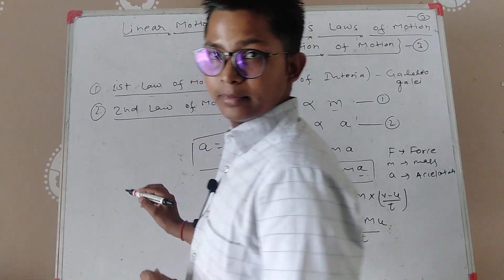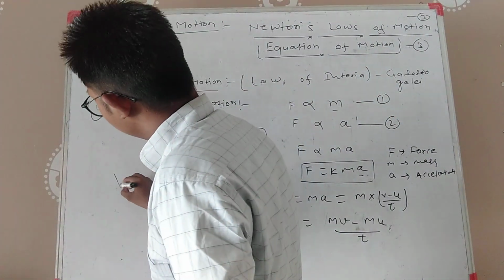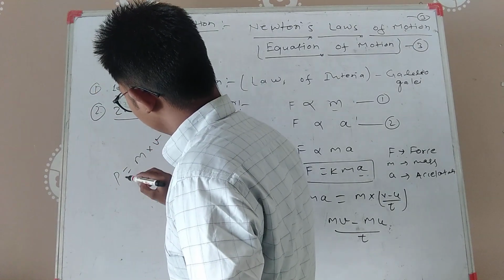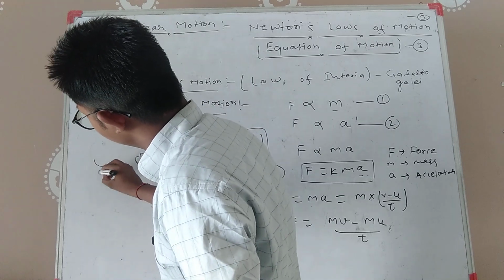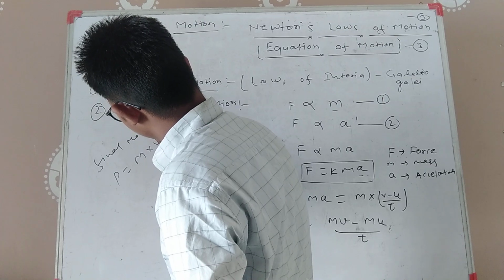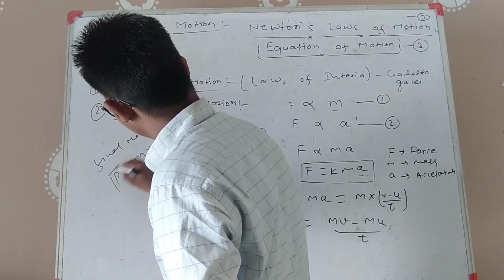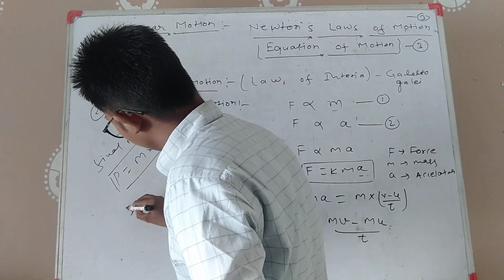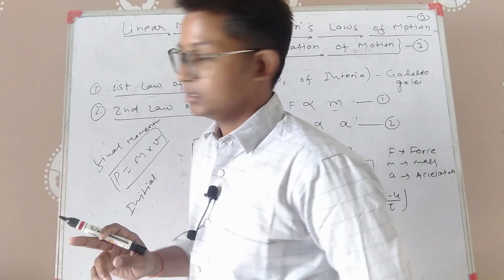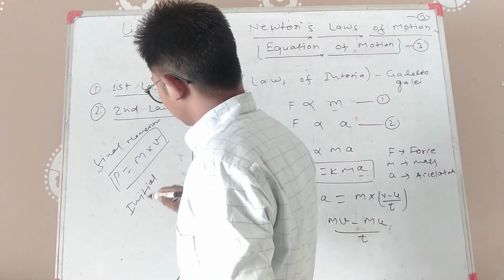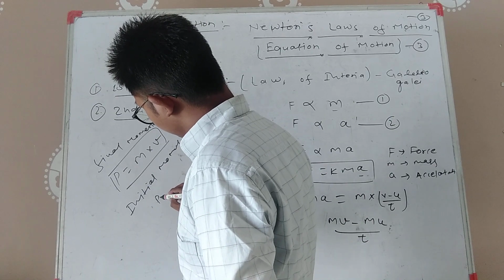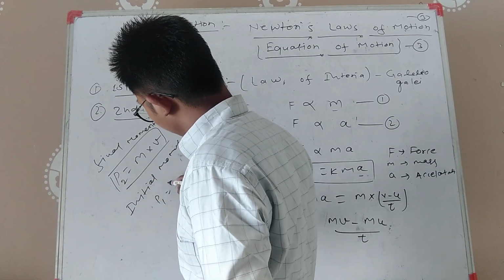And we know that momentum is the product of mass and velocity. The final momentum p equal to mv, and the initial momentum, also the product of mass and velocity, will be p1 or p2. So mu.